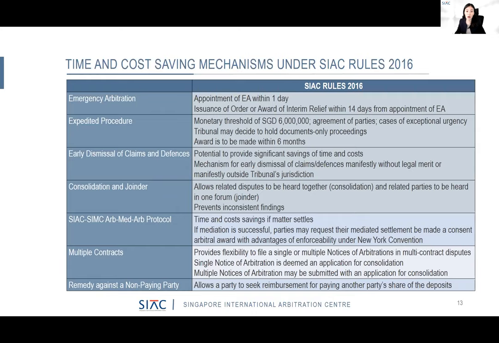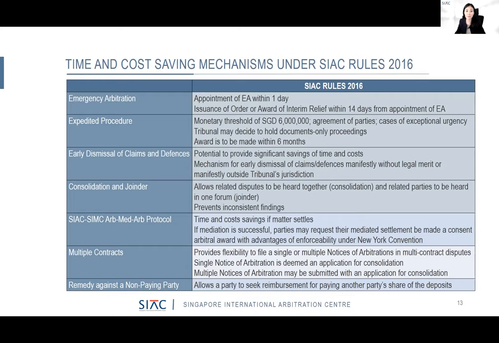Another popular cost-saving mechanism we have is the expedited procedure or fast-track procedure, where an award must be issued by the arbitrator within 6 months from his or her appointment. Parties can apply for this for relatively small value cases, specifically when the sum in dispute does not exceed 6 million Singapore dollars, or roughly 4 million US dollars.